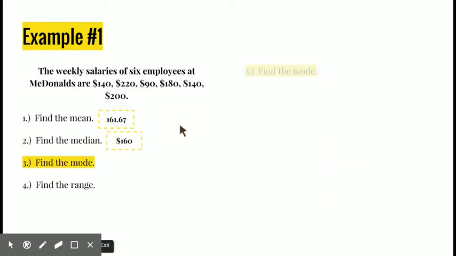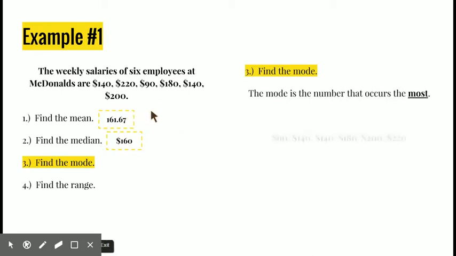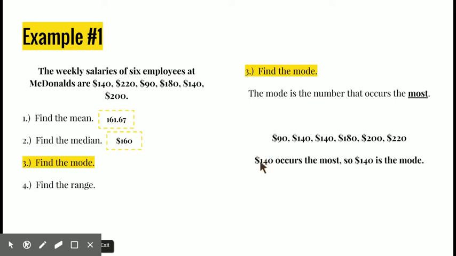So the mode is just the number that occurs the most. So look at these numbers. Which one, after we put them in order, because sometimes that helps, occurs the most? And it's pretty easy because 140 occurs the most. So 140 then is the mode, because 140 occurs twice, whereas all the other numbers only occur once. So the mode is $140.